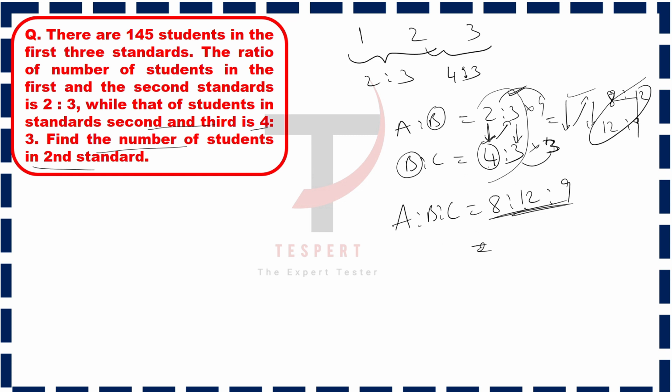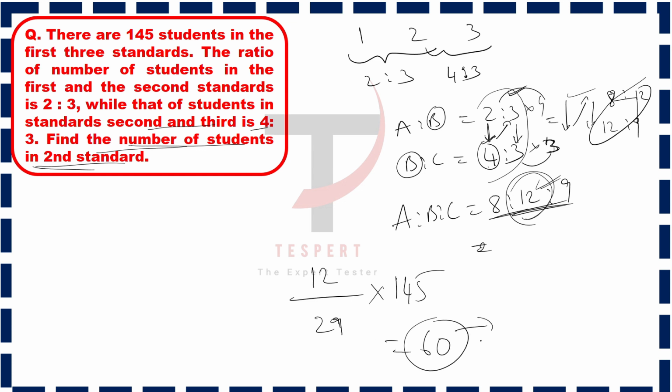So 8 is to 12 is to 9 is the ratio of number of students in all the three classes, but we are asked to find out the number of students in only the second standard. So only this one we have to find. So 12 by 8 plus 12 plus 9, that is equal to 29 into how many are there? Total number of students 145. So after cancellation you will get 60, right? 60 are the number of students in this class, this standard.